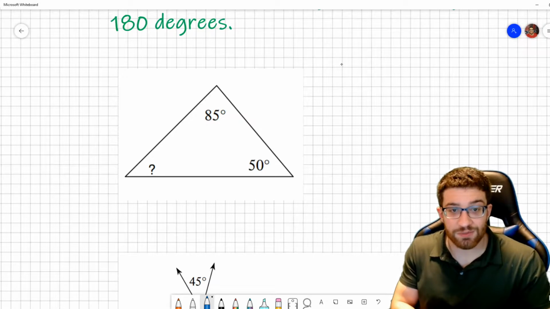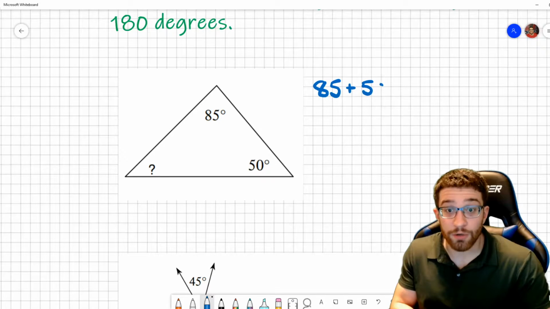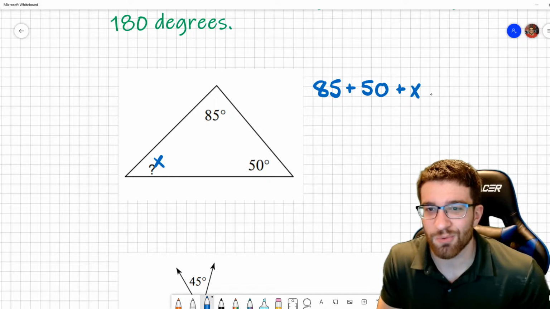Well, we know about this. We can set up a little equation to help ourselves solve this, knowing that every angle adds up to 180 degrees. Instead of using the question mark, I'll use x, because it's an equation.